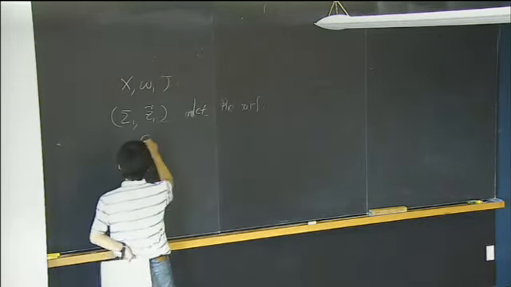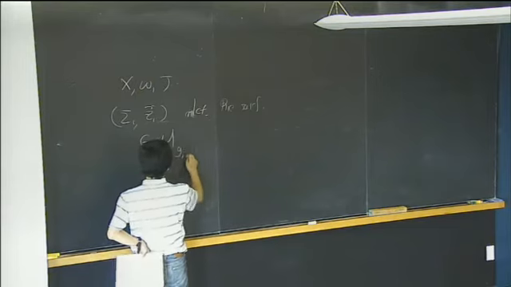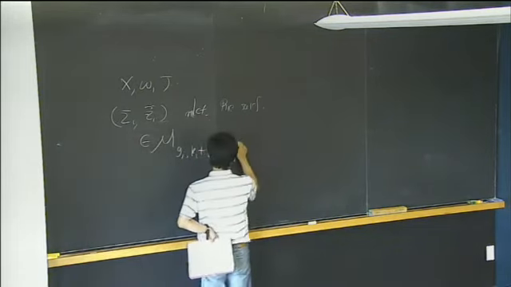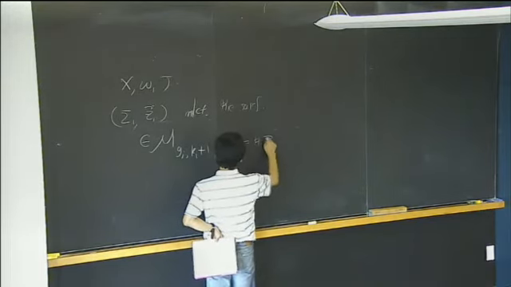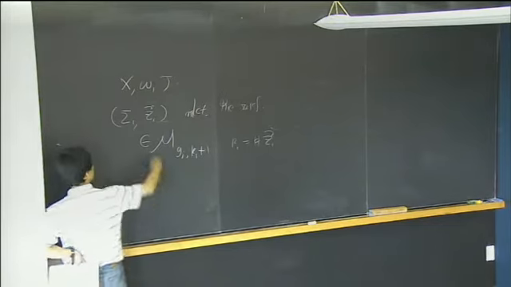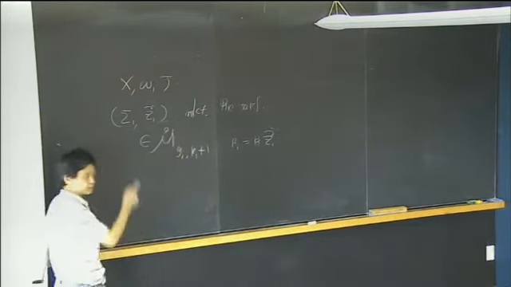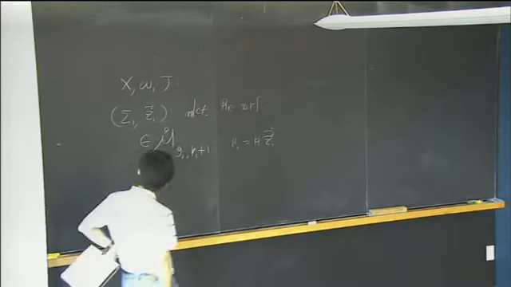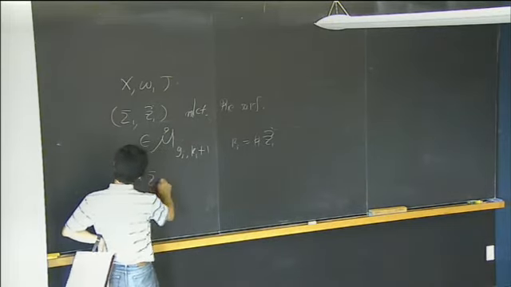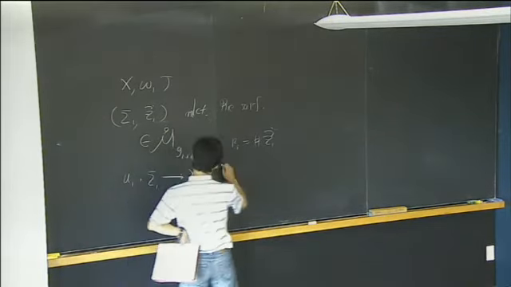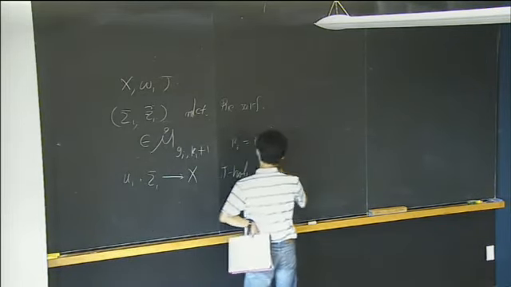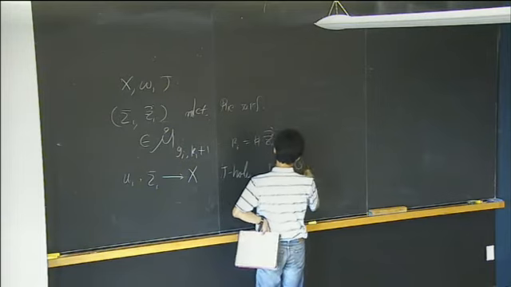So this is in the moduli space of genus g_i and k_i plus 1 marked points. So k_i is the number of these marked points, plus 1. This is in the interior, so this means that this is a smooth curve. And we consider u_i from Sigma_i to X. This is J-holomorphic, with the homology class alpha_i.